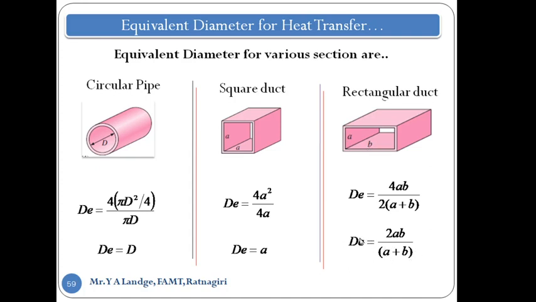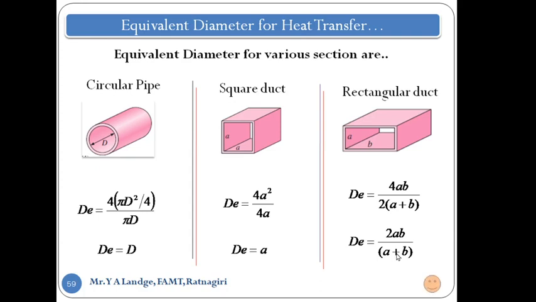And now this D equivalent you should put into either the Nusselt number formula, or the Reynolds number, or the friction factor. It means for a circular pipe we have D equal to D. For the square duct it is D equals A, the side of the duct, and here D equivalent is nothing but 2 times A into B, the side A and side B, upon A plus B.